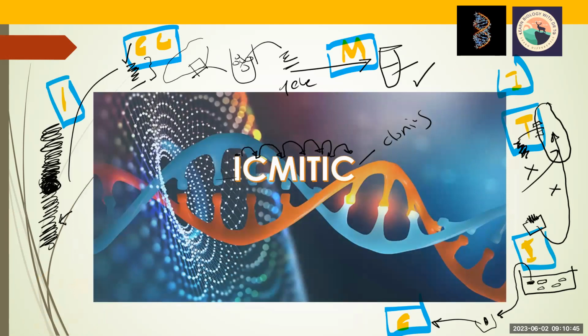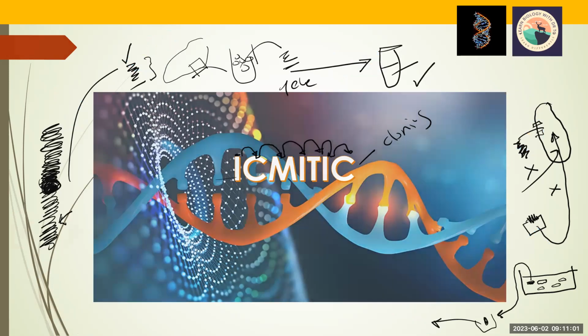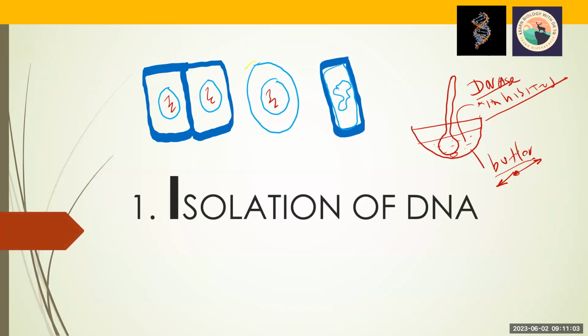Okay, we're going to learn the whole procedure in several steps. ICMITIC. So these are the main steps we're going to cover in recombinant gene technology. First, we learn isolation of DNA. I is for isolation of DNA and identification of DNA.